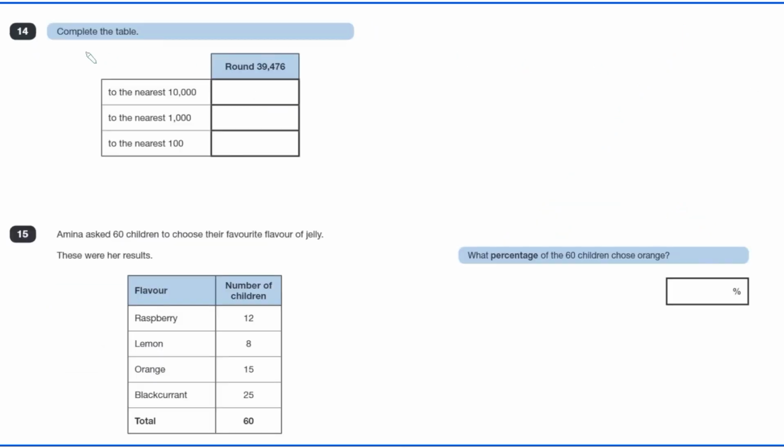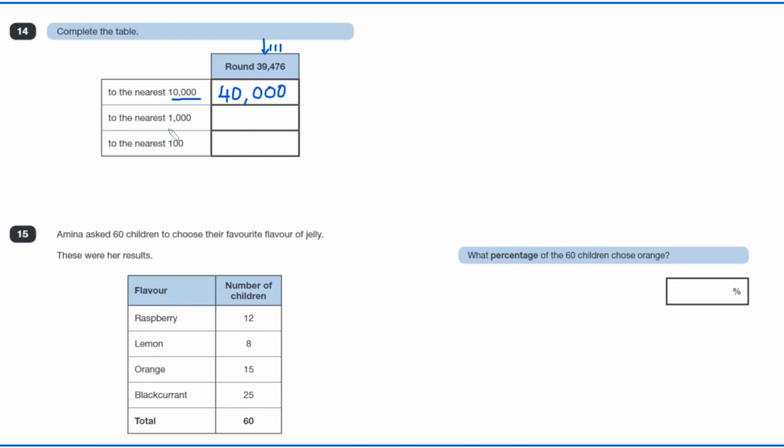Question number 14. Complete the table, the nearest to 10,000. 10,000 has 4 zeros. 4 zeros mean the fourth number from the right hand side is the decision maker. So 1, 2, 3, fourth number. Fourth number is 9. 9 gives 1 to the previous number. So this becomes 40,000. 40,000 is the answer.